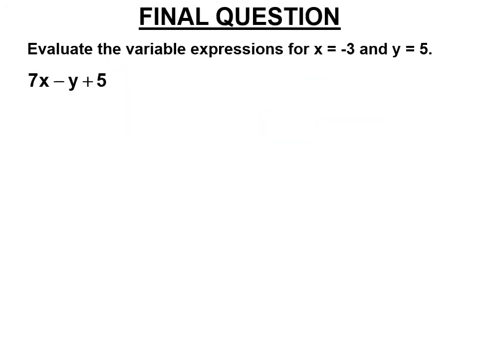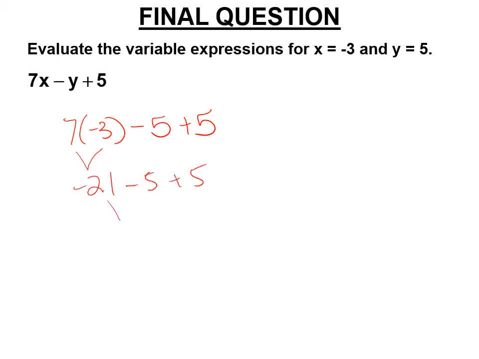Final question. So we have 7x here is -3 minus y, which is 5, plus 5. Now you might be tempted to do that first, right? It looks like 0. It may come out that way, but I don't think so. 7 times -3 is -21, minus 5 plus 5. We have a tie. So we're going to do that. -21 minus 5 is the same as -21 plus -5.